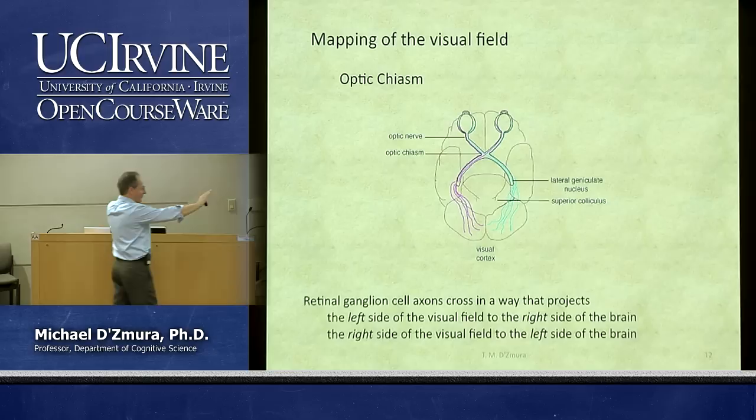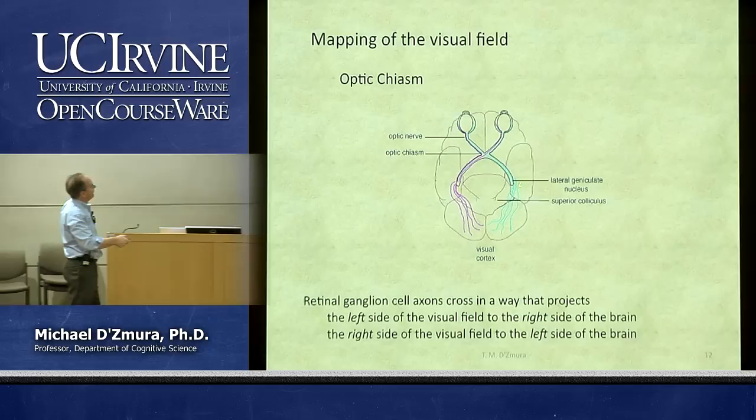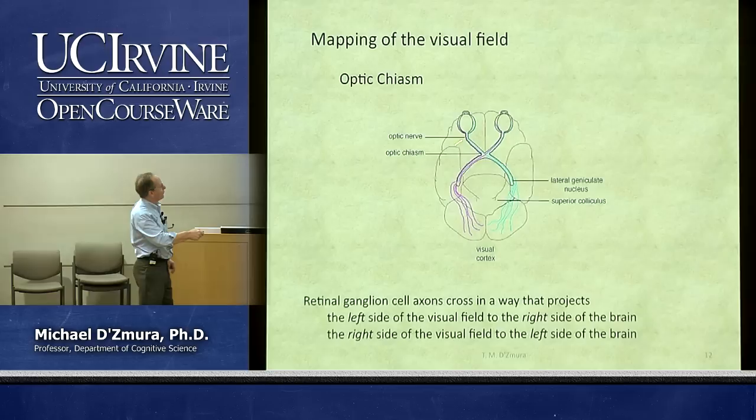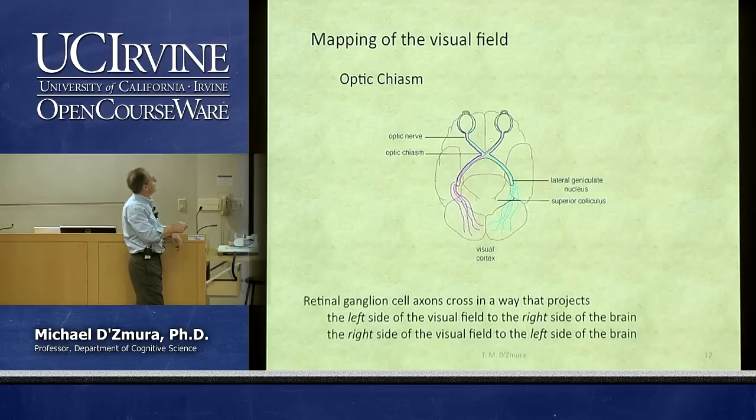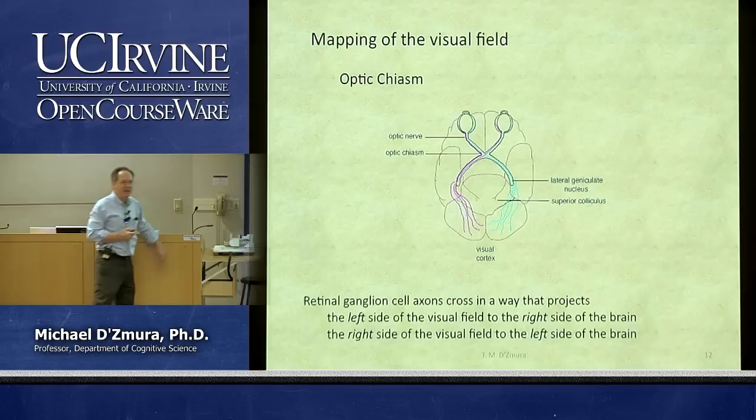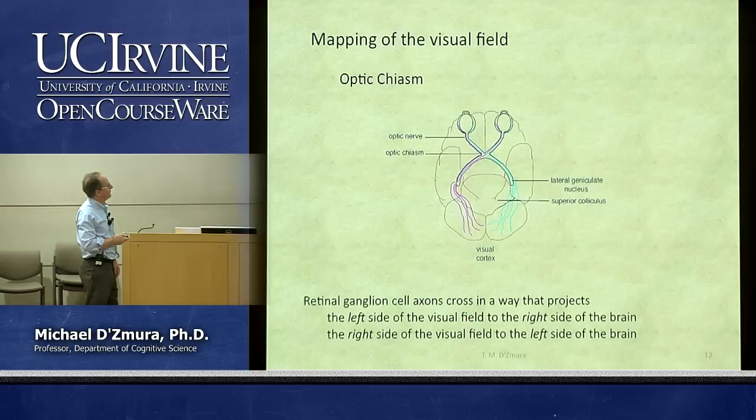That's the important thing. The optic chiasm, that's the word for where the various retinal ganglion cell axons cross, so that one side of the visual field is represented by neurons on the other side of the brain. And the optic chiasm is this crossing point here, that X. It's also known as the optic decussation. I think I've seen that term also.